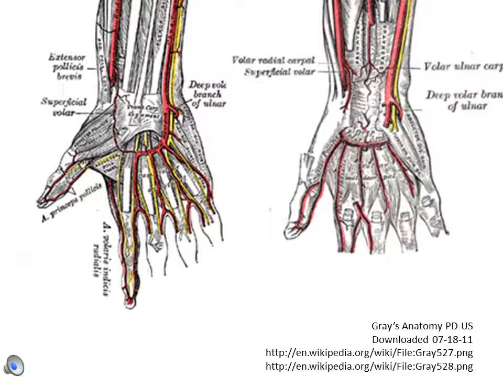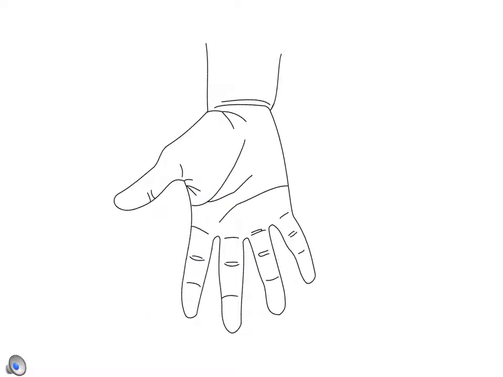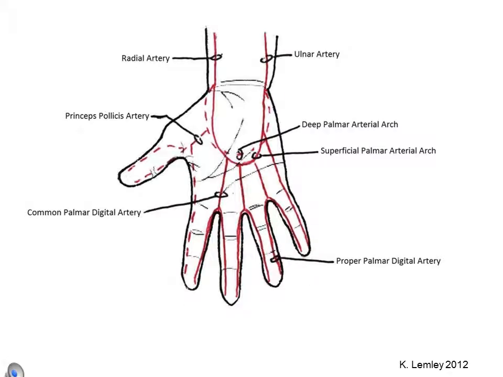Take this opportunity to pause the lecture to study the vasculature of the hand. You may also want to look at Netter plate 453 for a good diagram of the vasculature of the hand. Use this opportunity to practice drawing the vasculature of the hand. How does your drawing compare?